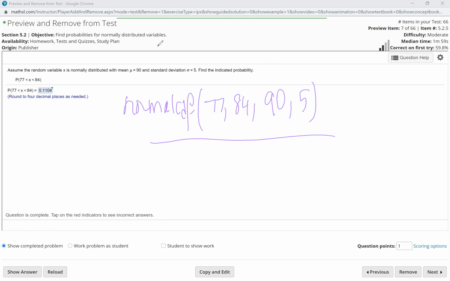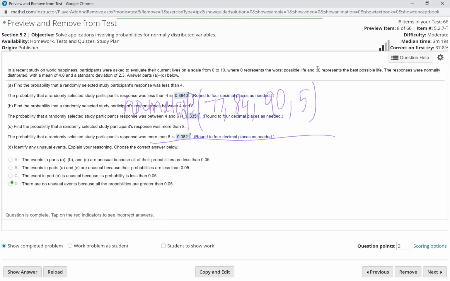All right. Let's go to the next one. Let me clear here. This is another question with parts. He gives you the mean and the standard deviation. He asks you to find parts A, B, C. What's the probability that X less than 4? Let me just do one of them.